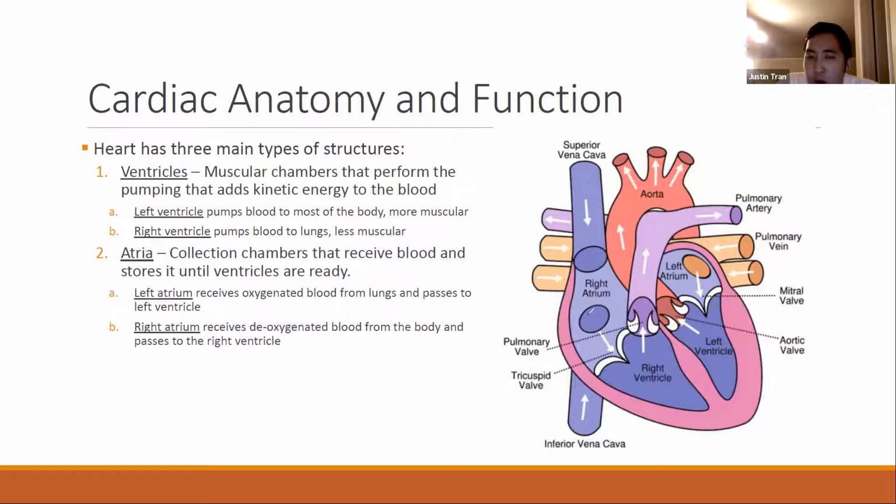And so once the blood arrives, the ventricle's probably not ready for it yet. So it just waits inside the atrium. And then when the ventricles are ready, the atrium unleashes the blood into the ventricles. And then it goes through the rest of the body.